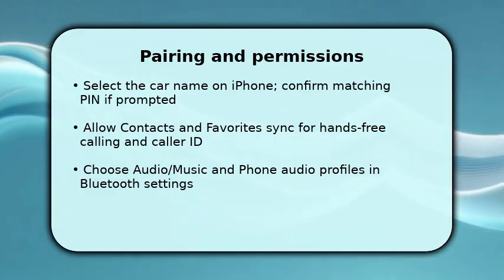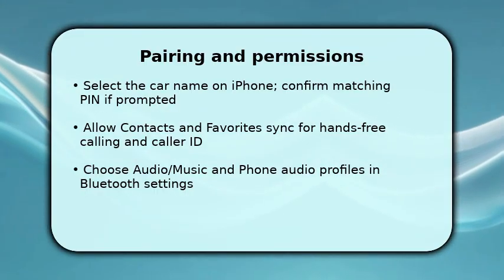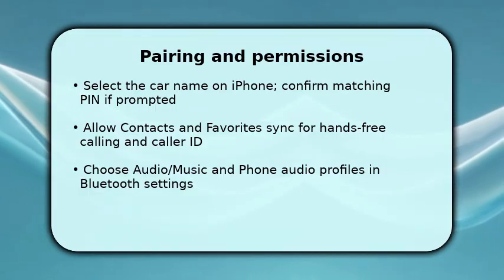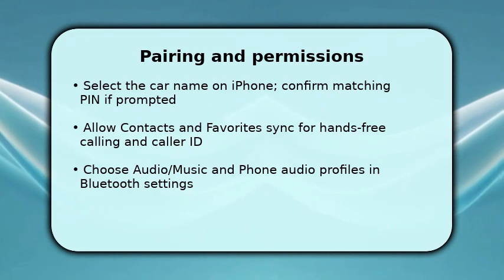Next, check Bluetooth device settings on the iPhone to enable both phone audio and media audio. This ensures voice calls and music route through the car speaker system. If the radio asks which source to use, pick Bluetooth audio.